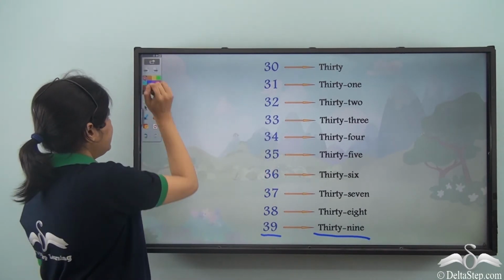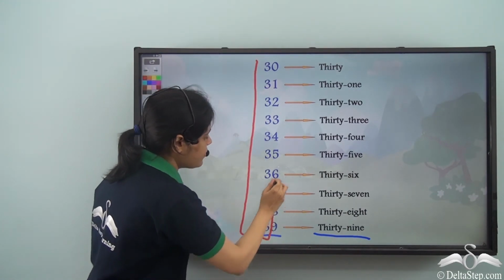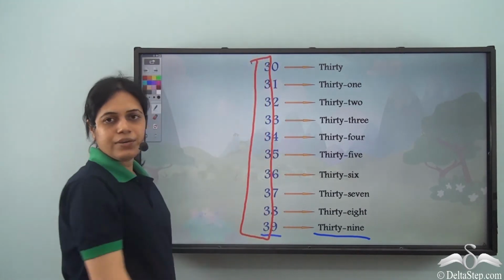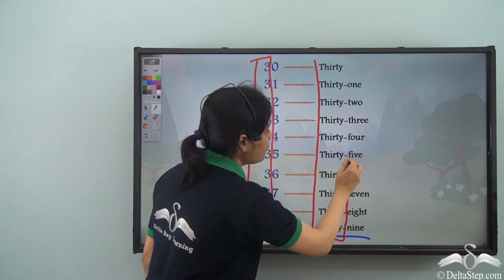So once again, we see that the first place number is 3. So we have thirty all throughout.